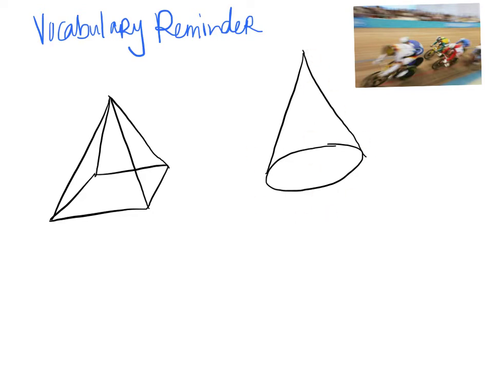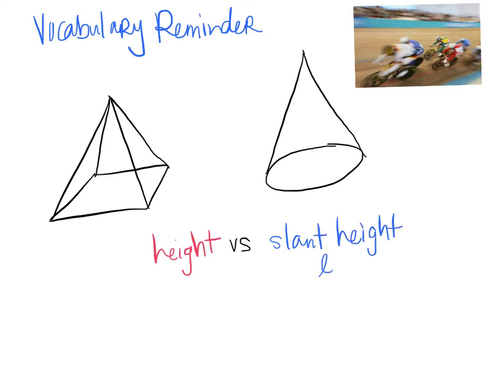We're going to take a minute to look at the difference between the height versus the slant height, otherwise known as the curly L and lowercase h. Now, both of these have the word height in it, meaning that they're a line that's perpendicular to another line, but the placement of that height is very different.